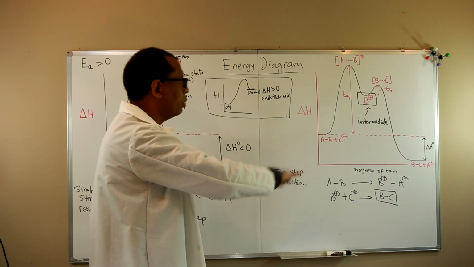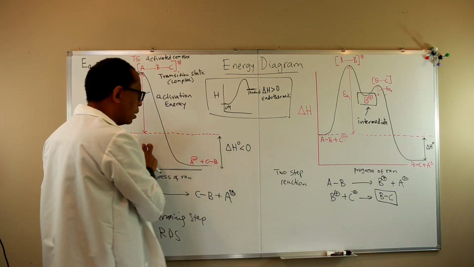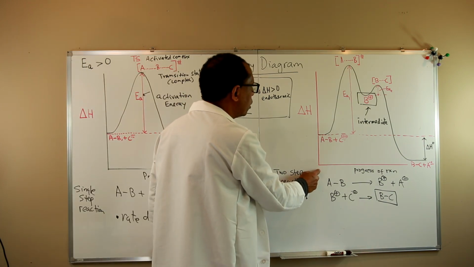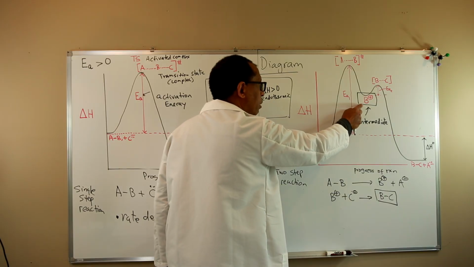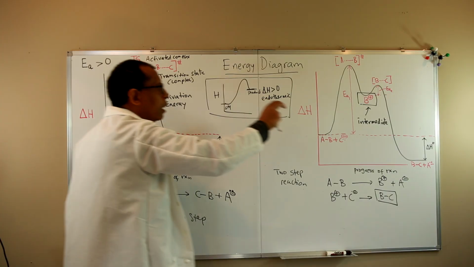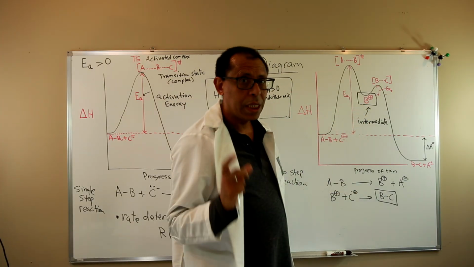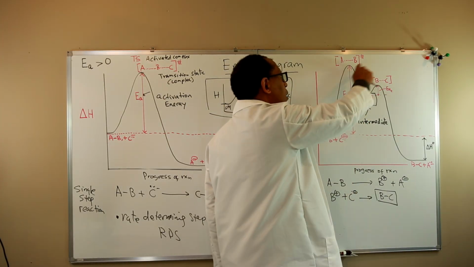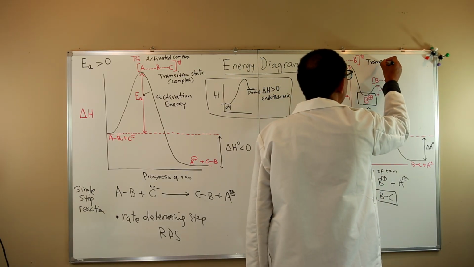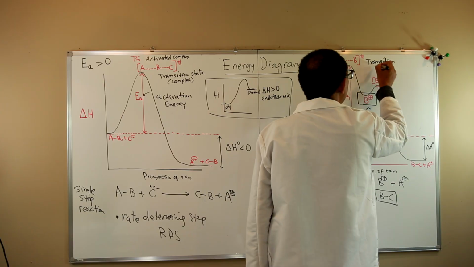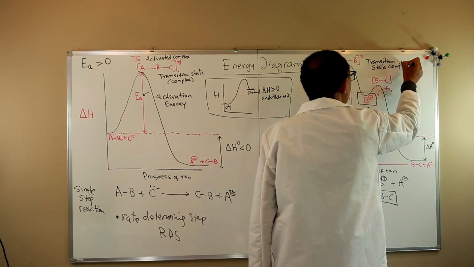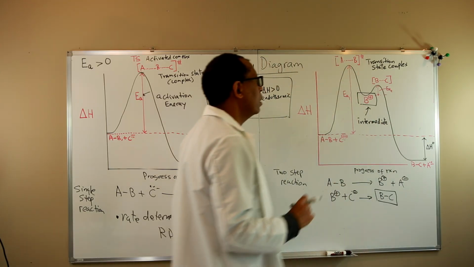So the difference between these two mechanisms: this is a single step reaction. In at least a two-step reaction, you have an intermediate, not a transition state complex. An intermediate is relatively more stable than the transition state complex. This is the transition state complex. Very high energy, and it requires activation energy.